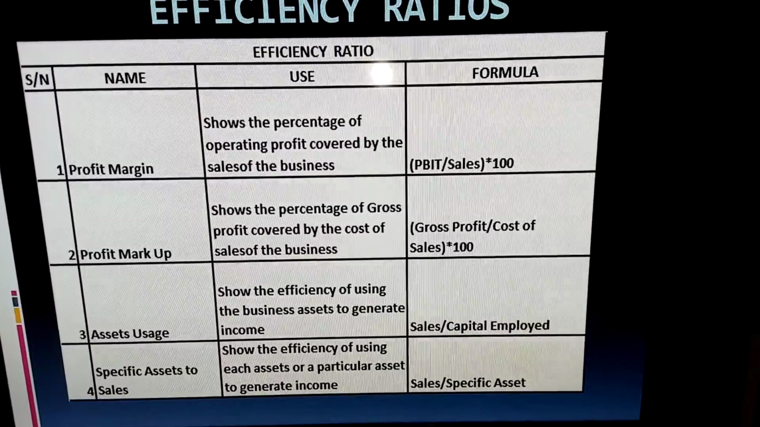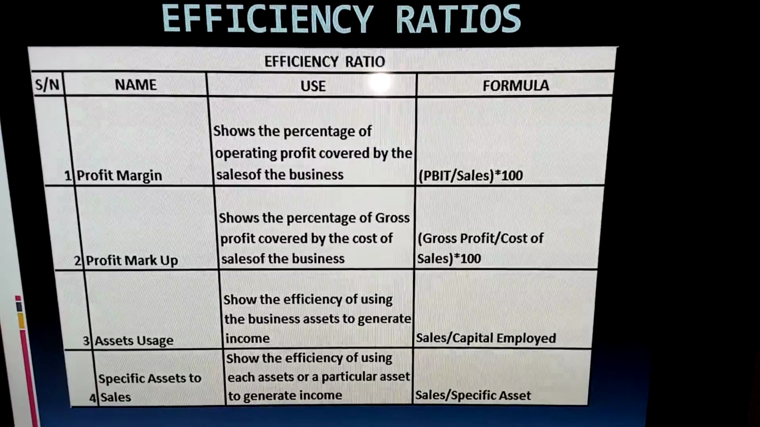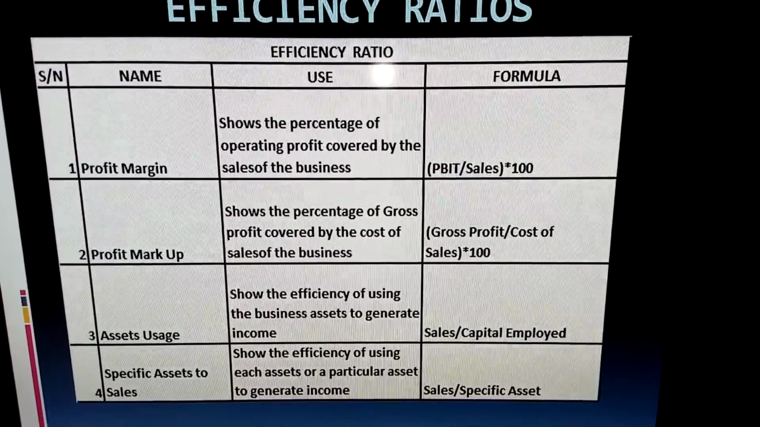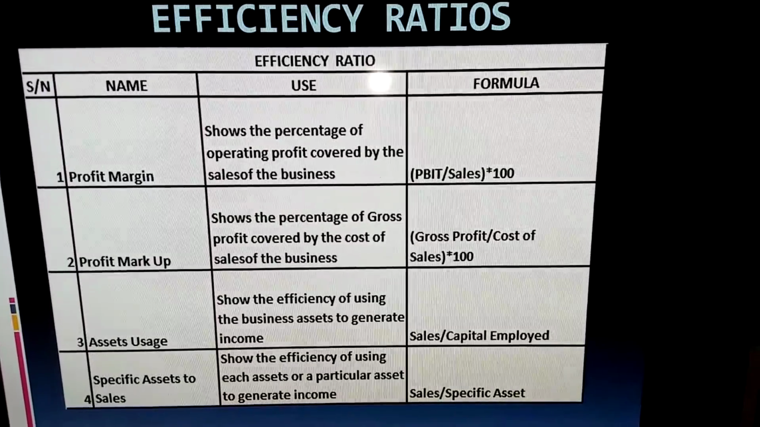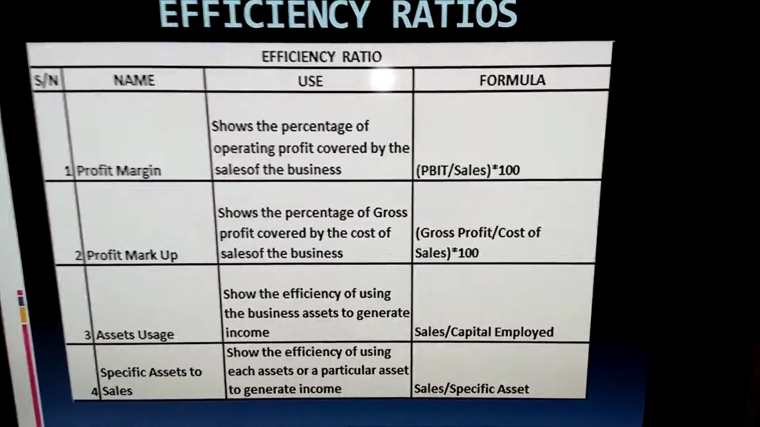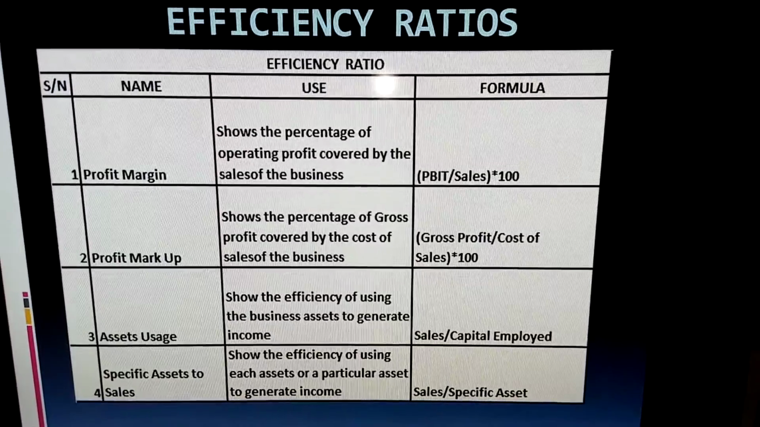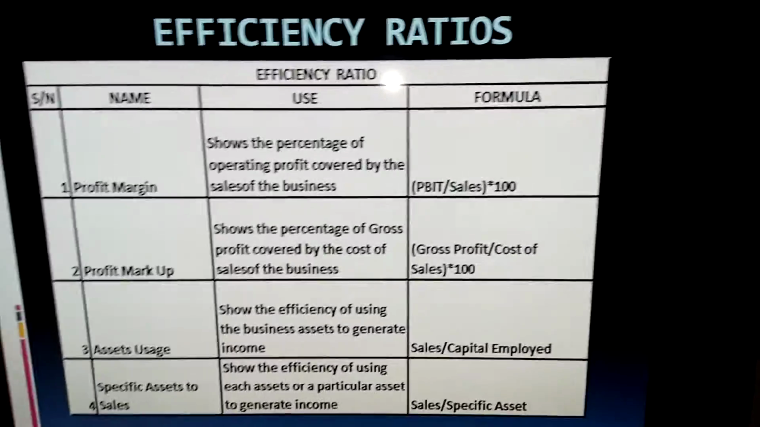You want to know if you have like 10 various types of assets, how are you using each asset to generate income for the business? If you have, for instance, let's say furniture and fittings, equipment, plant and machinery, motor vehicles, how are you using your furniture and fittings to generate income? How are you using your motor vehicle to generate income? How are you using your equipment to generate income? How are you using your plant and machinery to generate income? That would mean by specific asset sales.